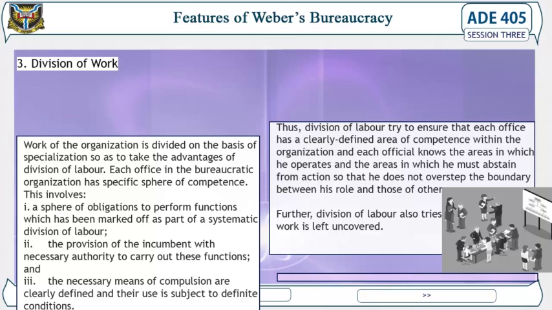Thus, division of labor tries to ensure that each office has a clearly defined area of competence within the organization, and each official knows the areas in which he operates and the areas in which he must abstain from action, so that he does not overstep the boundary between his role and those of others. Further, division of labor also tries to ensure that no work is left uncovered.